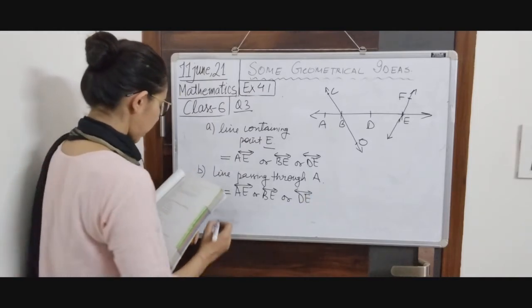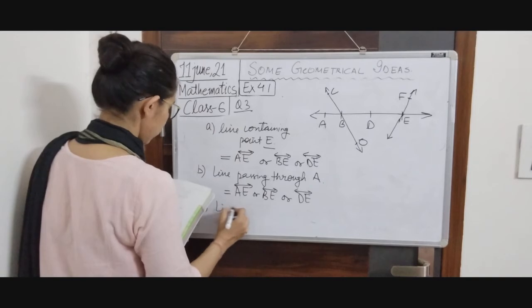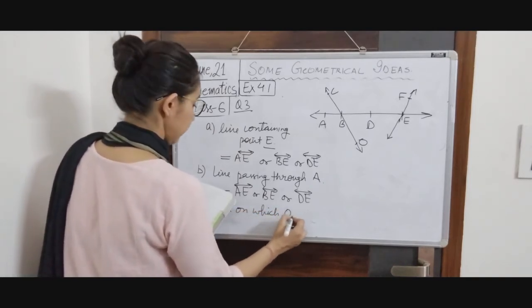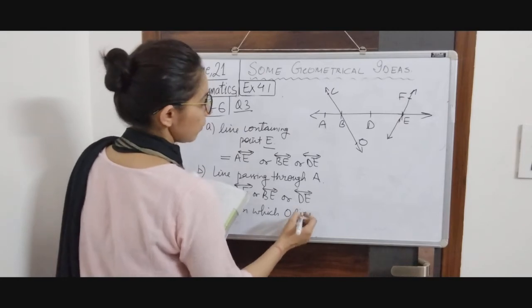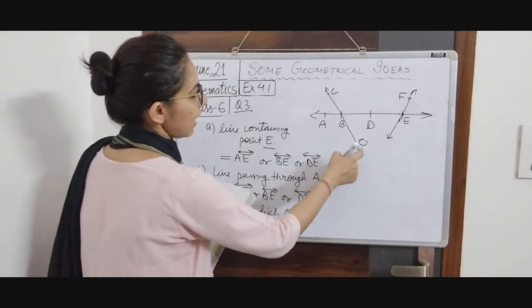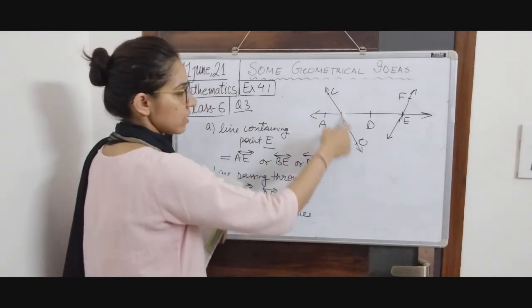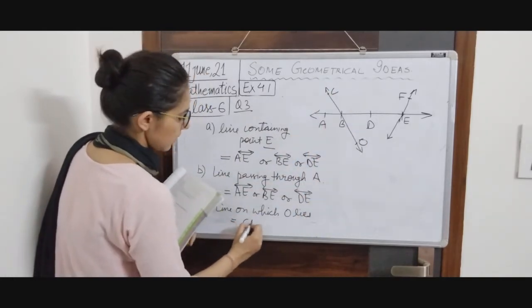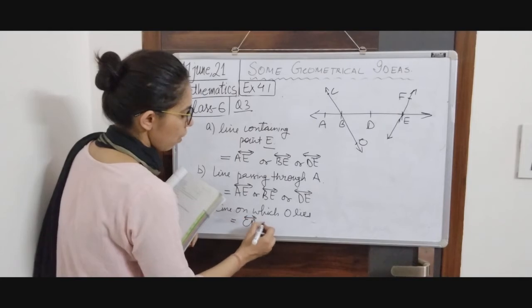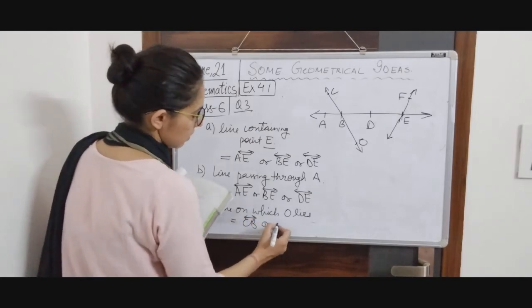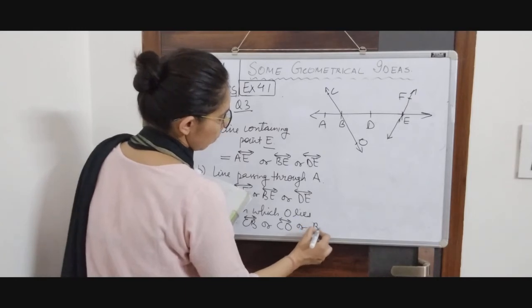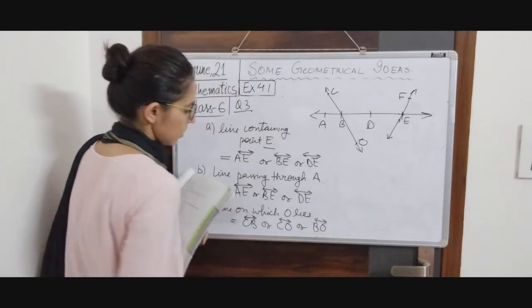C is a line on which O lies. Okay. Where is O? O is here and it lies on this line. What is the name of this line? You can say CB, or you can say CO, or you can say BO. Okay. O lies on this line.